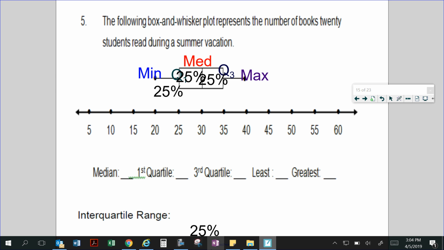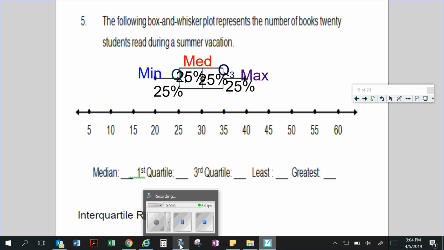Now can you answer the questions here? And what number does it represent? All right, good luck. Please do your homework. I will write you up if you misbehave. Please use your device correctly.